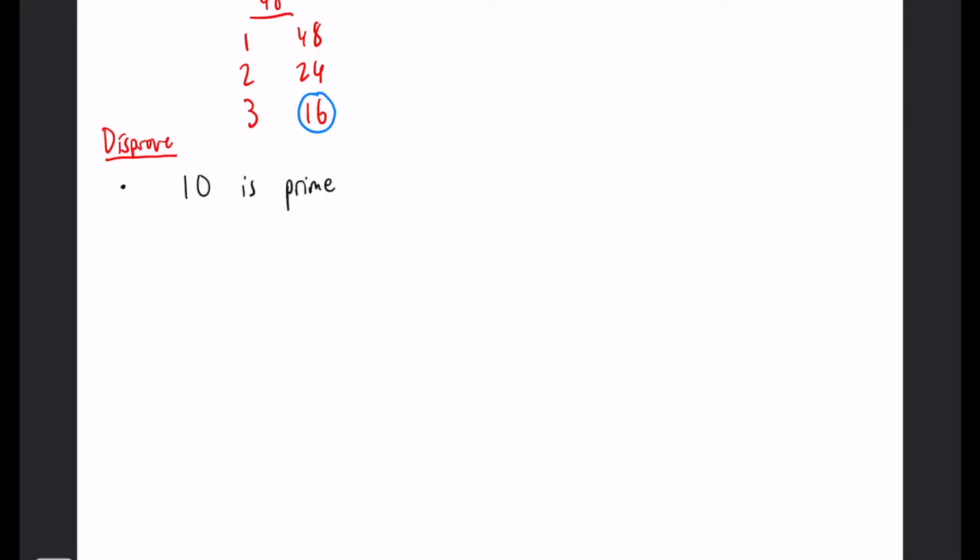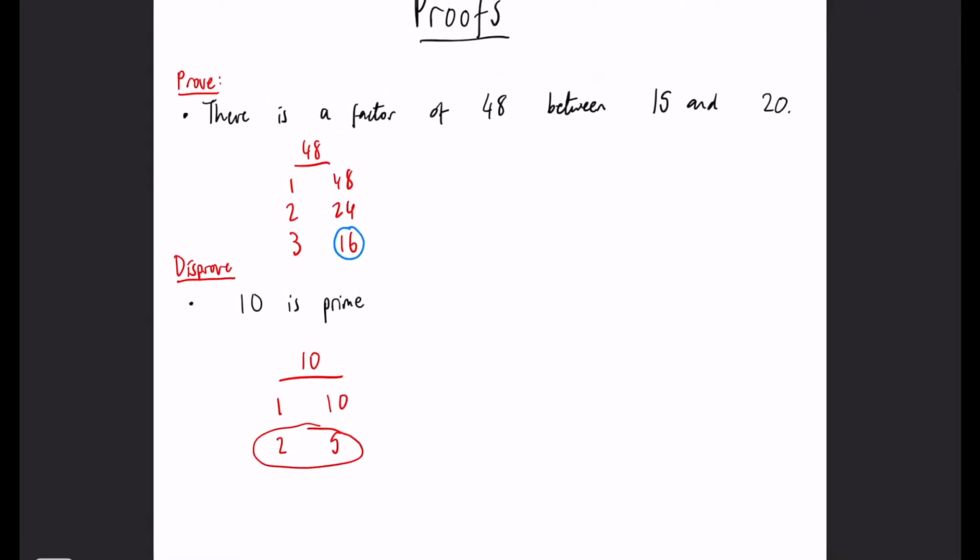Similarly, we need to disprove that 10 is prime. So you think to yourself, what does it mean for a number to be prime? For something to be prime, its only factors are 1 and itself. So if 10 is prime, the only factors of 10 are 1 and 10. But we know because 2 and 5 are also factors of 10, we can say, therefore 10 is not a prime, and we've disproved the statement. So it's very important to have maybe a little sentence at the end of these questions, just to reiterate that you've understood what they're asking you.